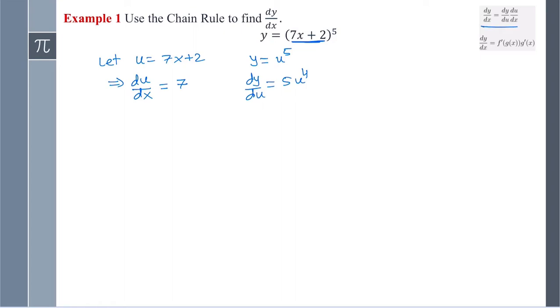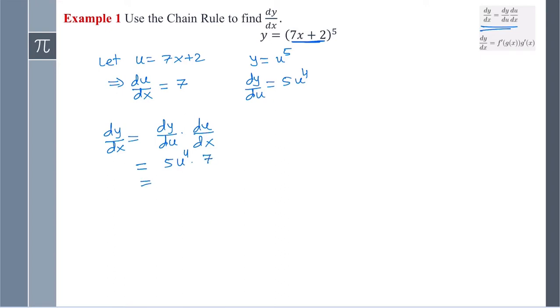Using the chain rule, our goal is to find dy over dx. So dy over dx equals dy over du times du over dx. This is equivalent because if we cancel out du, we have dy over dx. That's why this works. Now let's do the substitution. dy over du is 5u to the fourth, times du over dx, which is 7.